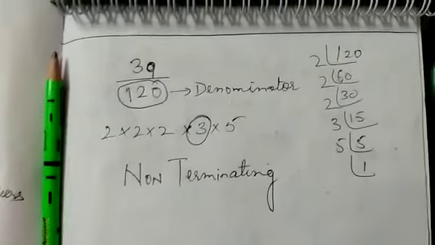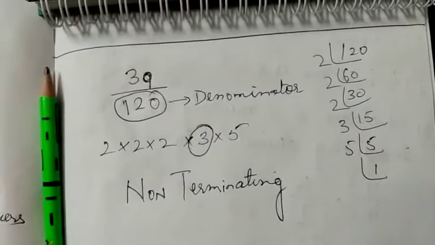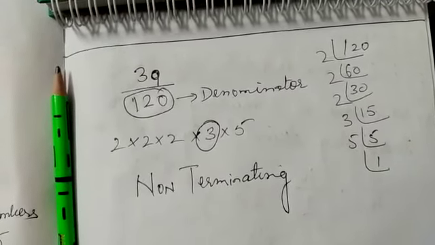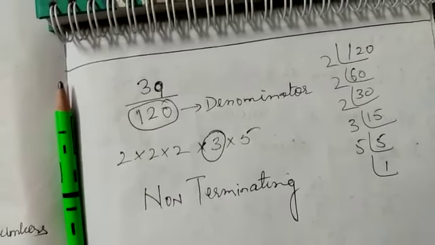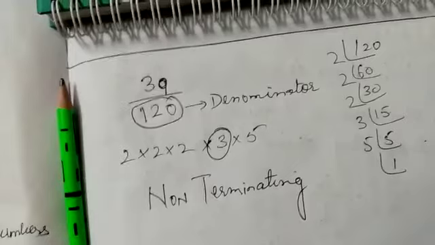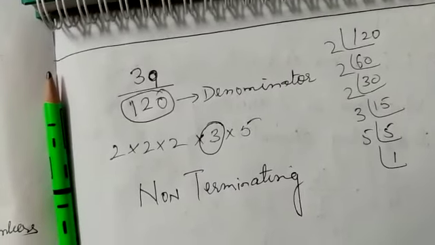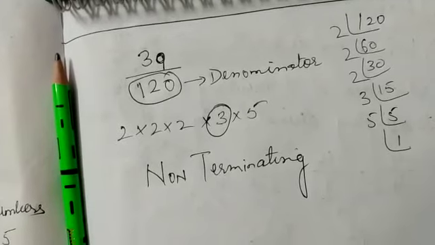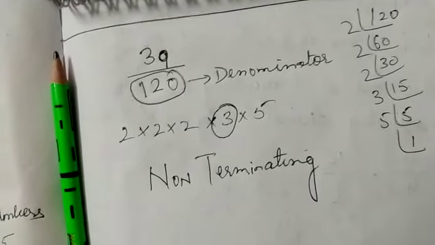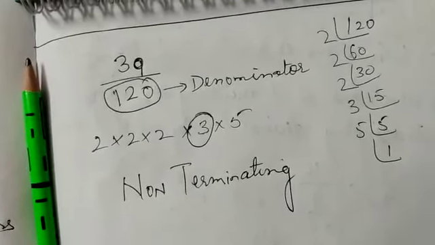Let's have a look at another example. 39 upon 120. Here 120 is the denominator. We found out the prime factorization and the resultant prime factors are 2, 3 and 5. In this case, we are getting prime factors other than 2 and 5. So if we get prime factors other than 2 and 5, it will be considered as non-terminating decimal.